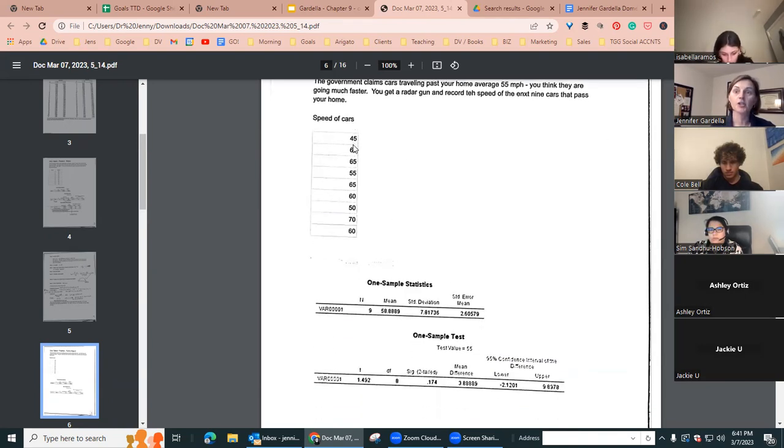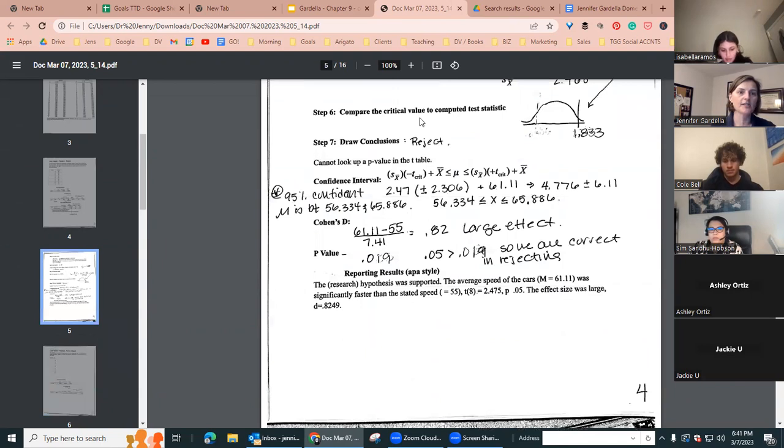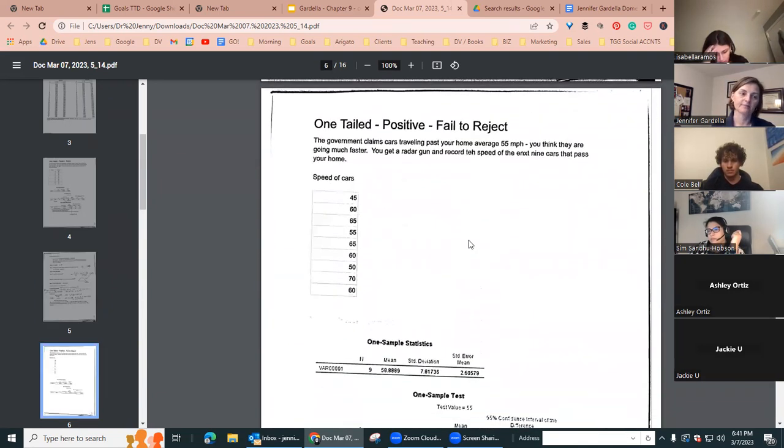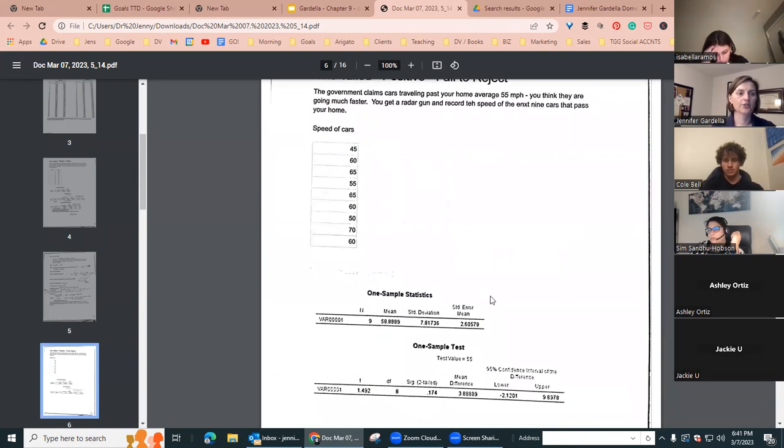So here's the speed. So I reran the analysis with new data. By the way, I should say the implications of this research are that she would get her stop sign, right? Because she rejected that the cars are going faster. Now the cars are going slower.